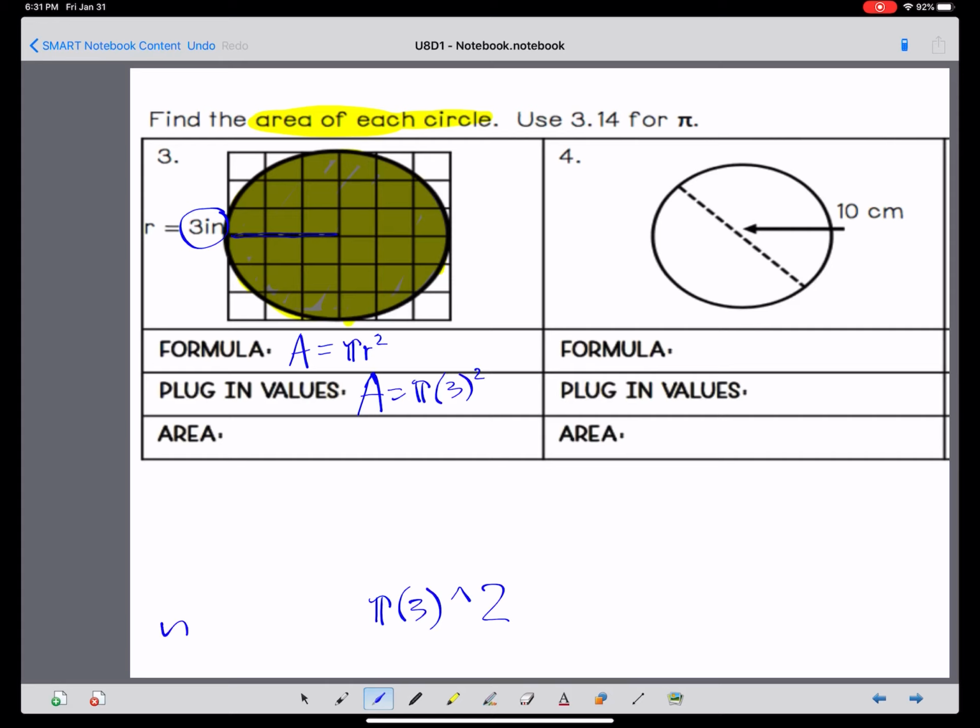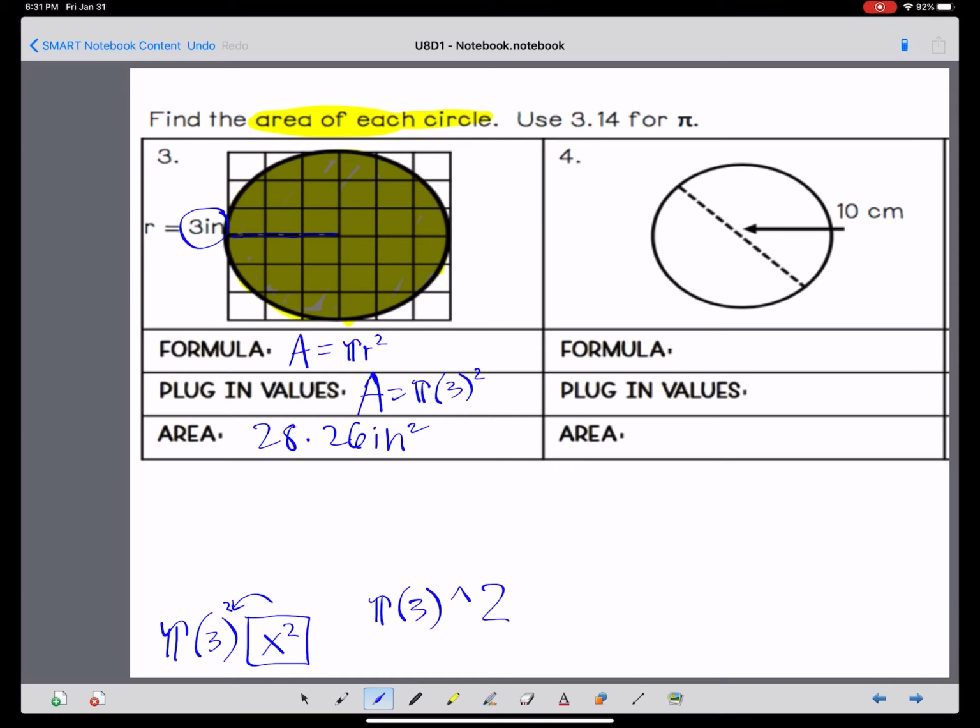Or you could push this button, pi times your value of 3, which is your radius, and then push the button on your calculator that looks like this, x squared. All it does is add a little square up here. That's all. Okay, so if you do that, the area that you're going to get is 28.26 inches, and area is squared. So you need to make sure that you square that.